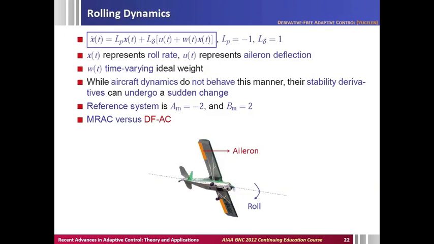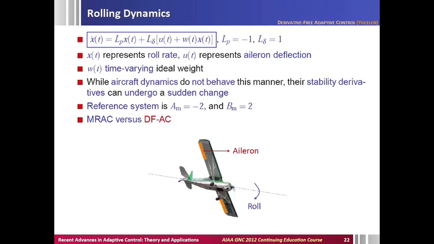Okay, so let's do more interesting stuff than math. Now we are going to see one simple example on a scalar system, one high fidelity example, and one flight test result. For the simplest case, just to illustrate derivative-free adaptive control, I will assume this rolling dynamics. Here x is the roll rate, u is the aileron deflection. It is basically an overly simplified model.